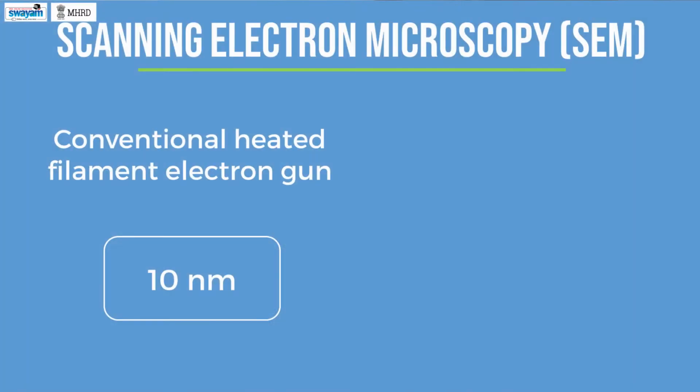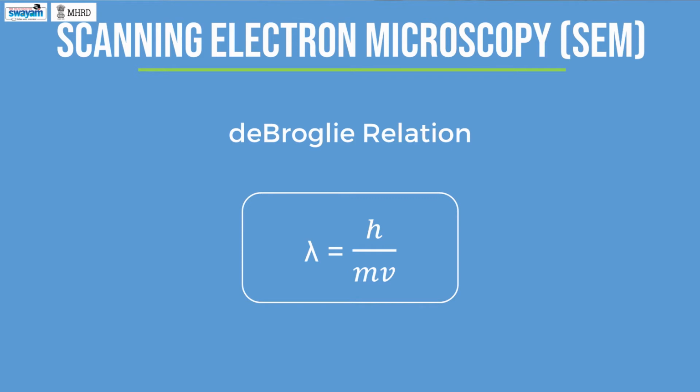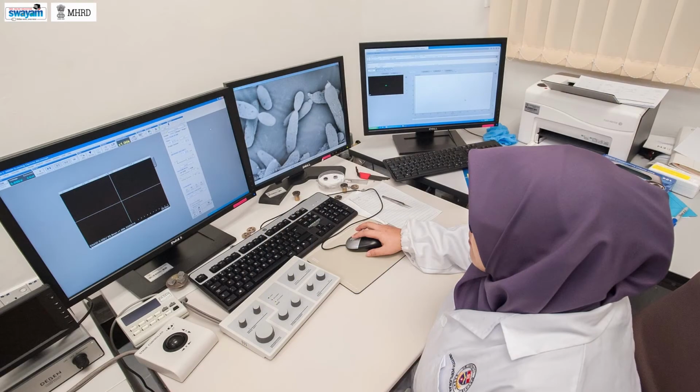Resolution of a scanning electron microscope depends upon the primary electron beam diameter. With a conventional heated filament electron gun, we can obtain an image resolution up to 10 nanometers, whereas a field emission scanning electron microscope gives an image resolution up to 1 nanometer. According to the de Broglie relation, the wavelength of an electron decreases with increasing acceleration potential. Most scanning electron microscopes have an operating electron source at 30 kilovolts.